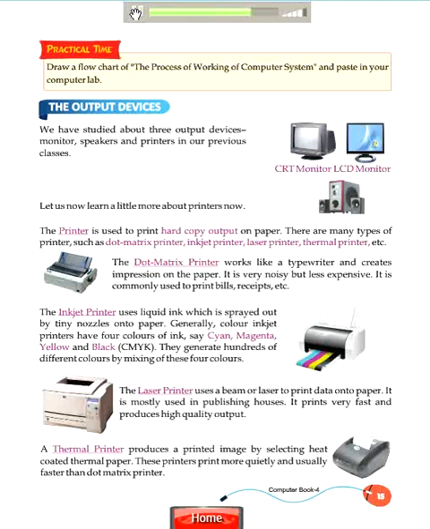The laser printer uses a beam or laser to print data onto paper. It is mostly used in publishing houses. It prints very fast and produces high quality output. A thermal printer produces a printed image by selecting heat-coated thermal paper. These printers print more quietly and usually faster than dot matrix printer.